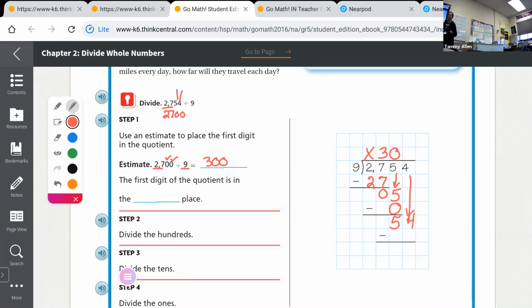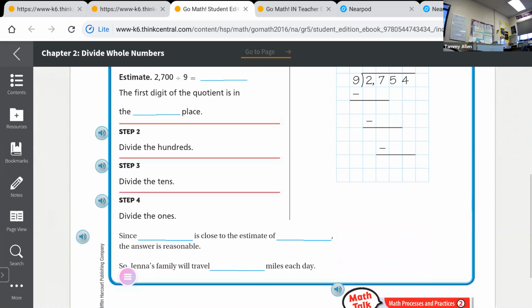How many times does 9 go into 54? 6. And 6 times 9 is 54. We subtract and we get 0. Any questions on that? Anybody? Any questions? Let's go to the next page.